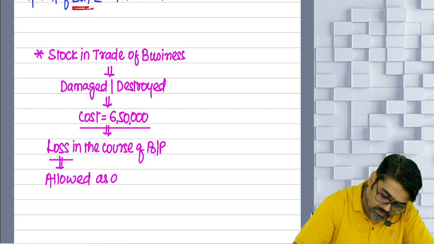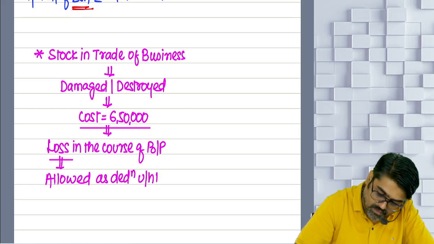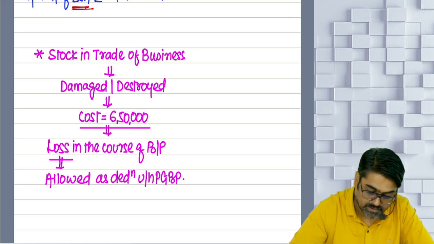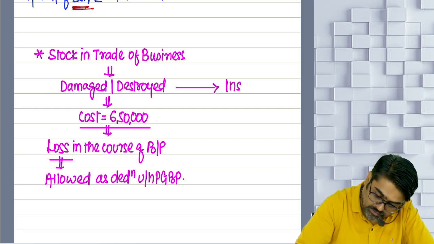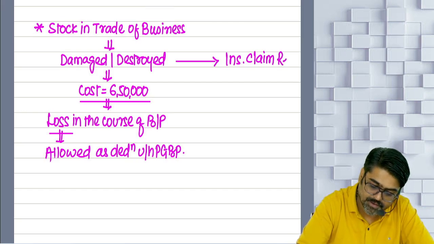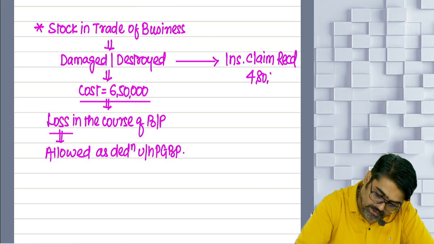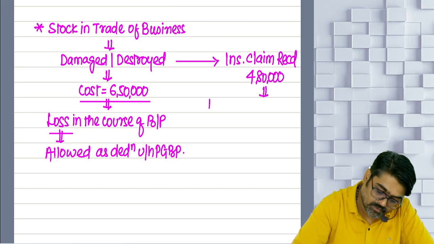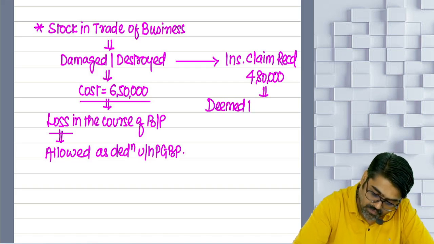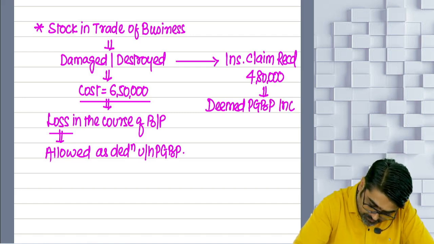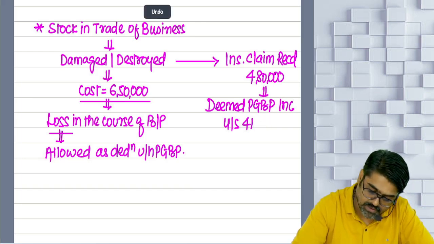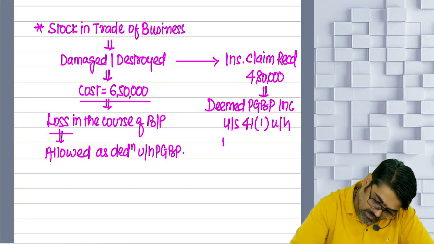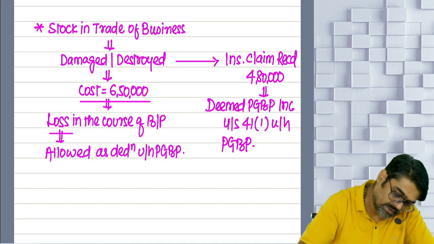as deduction under the head capital gains, no? PGBP. Yes or no? Now against the stock which was damaged or destroyed. Yes or no? Now insurance claim is also received. How much insurance claim received, sir? 4,80,000. So this insurance claim received will be your deemed PGBP income under section 41(1) under the head PGBP. First item done, sir.